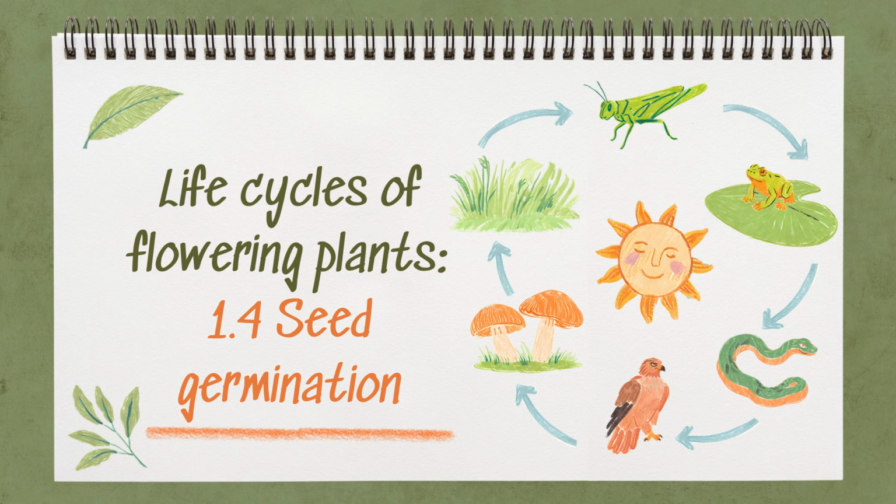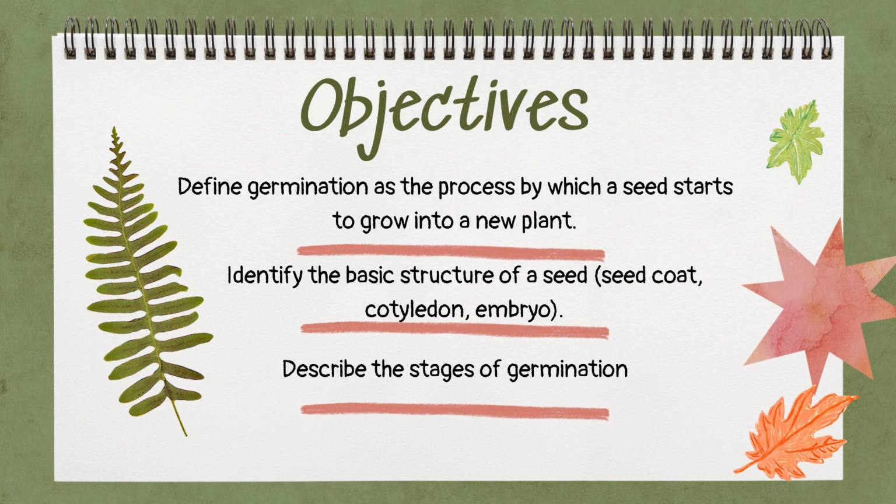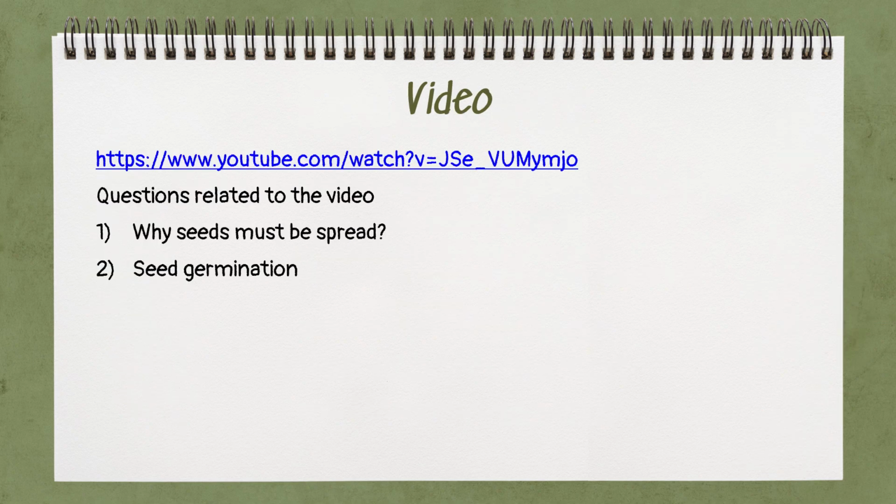Okay, life cycle of flowering plants. 1.4 Seed germination. Define germination as the process by which a seed starts to grow into a new plant. Identify the basic structure of a seed: seed coat, cotyledon, embryo. Describe the stages of germination.